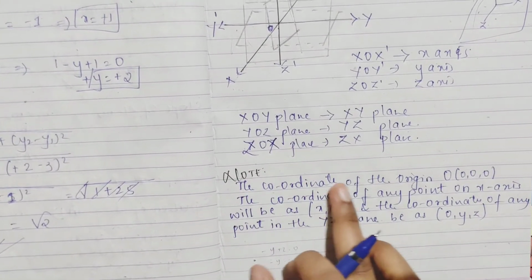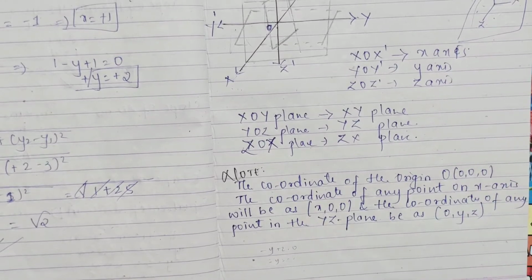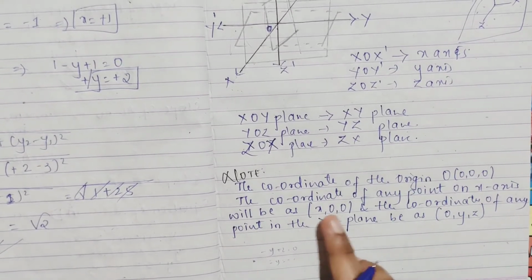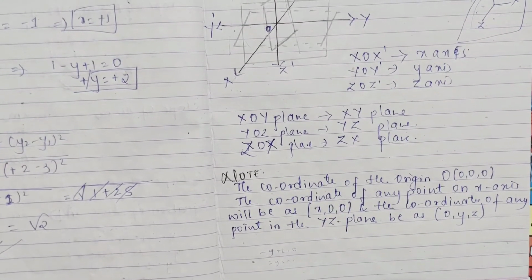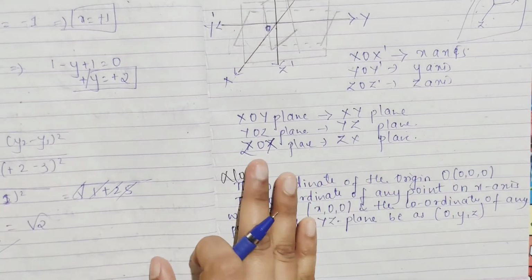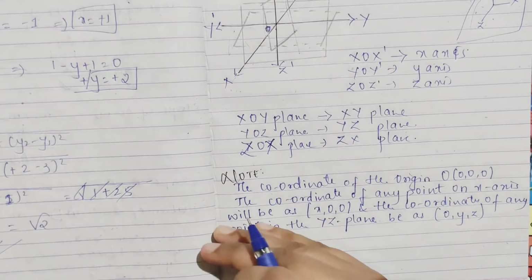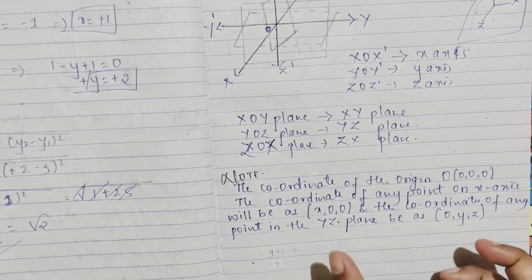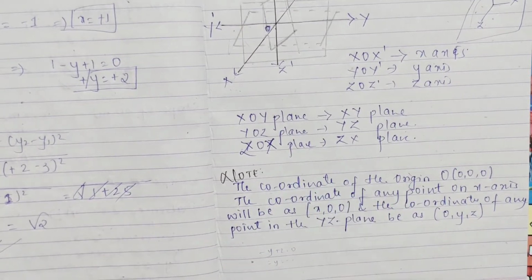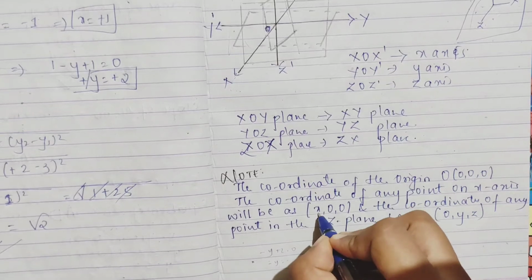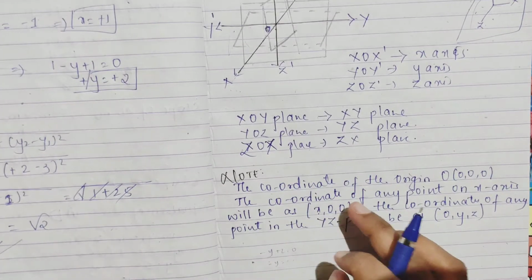The coordinate of the origin will be 0, 0, 0. Coordinate of any point on the x axis will be x, 0. Even if you had x and y, when it was on the x axis it was x, 0. If it was on the y axis it means 0, y, right? So same here it is a triplet. On the x axis it means x will be there, y and z will be 0.